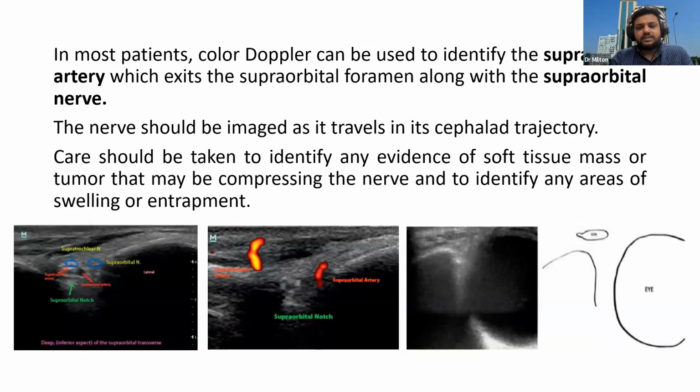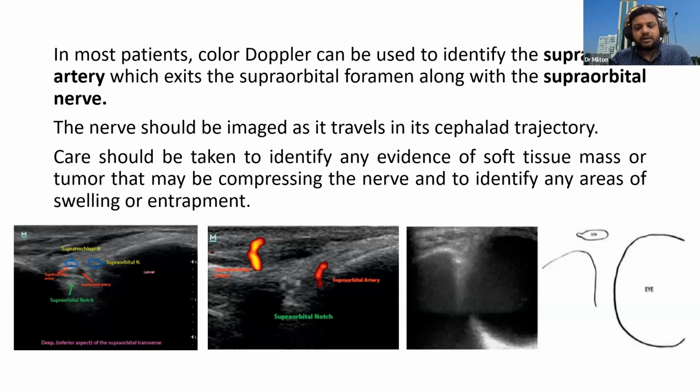So it contains two things: number one is the artery, and the other is the nerve. So we can find the nerve by guiding with the artery. We should use color Doppler. Number one is the bony breakdown you find. Number two is the Doppler, which shows the color.